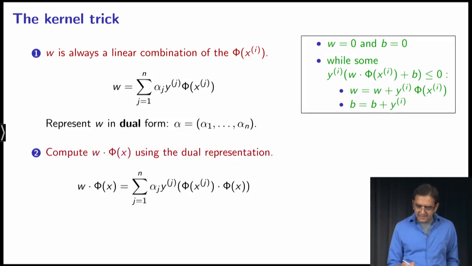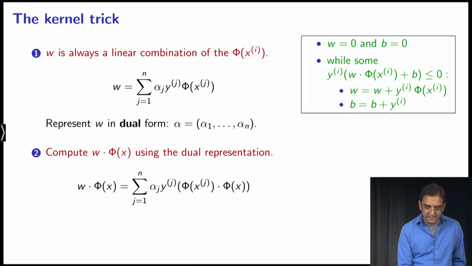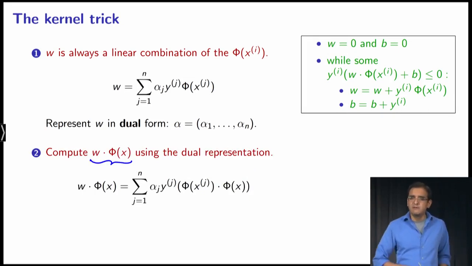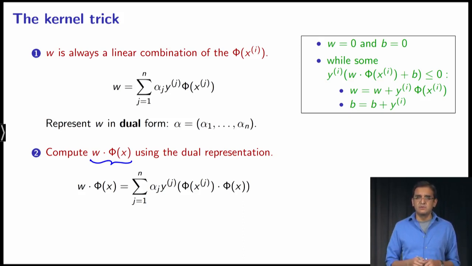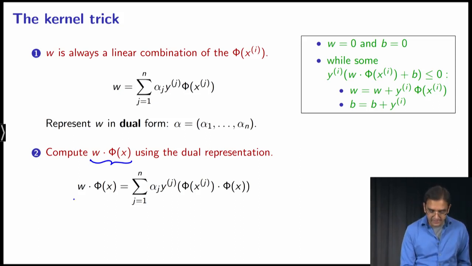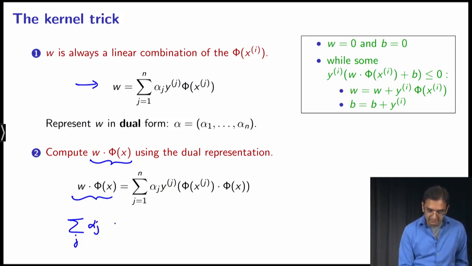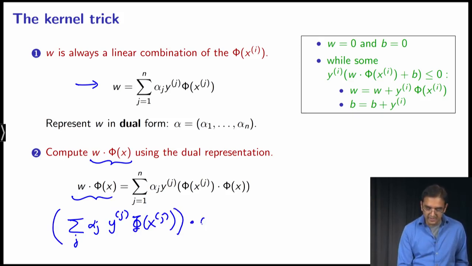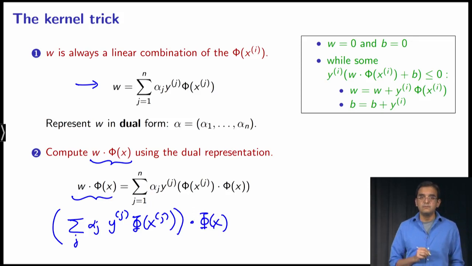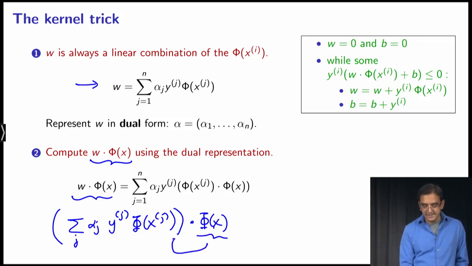But now, it does look like in order to classify a point, we need to compute w dot phi of x. How do we do this without actually writing out w? Well, again, we use the dual form of w. So w dot phi of x, well, what is w? Let's just plug in this formula right here. We have the sum over j of alpha j, yj, phi of xj. And we want to take this whole thing dot product with phi of x. Now we can bring phi of x inside the parentheses, and then we get exactly this formula over here.